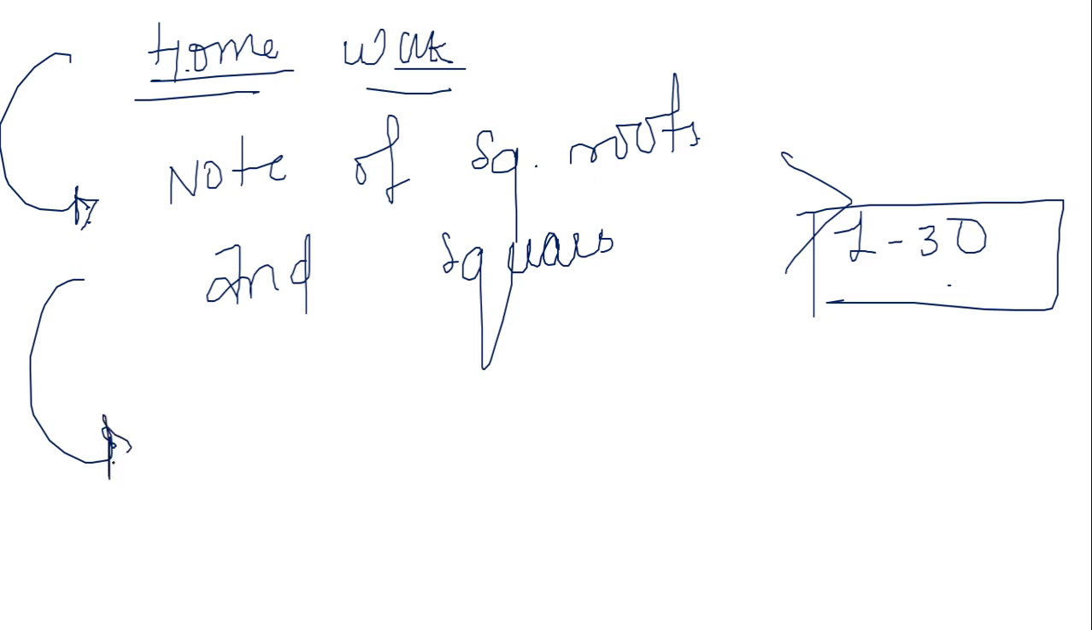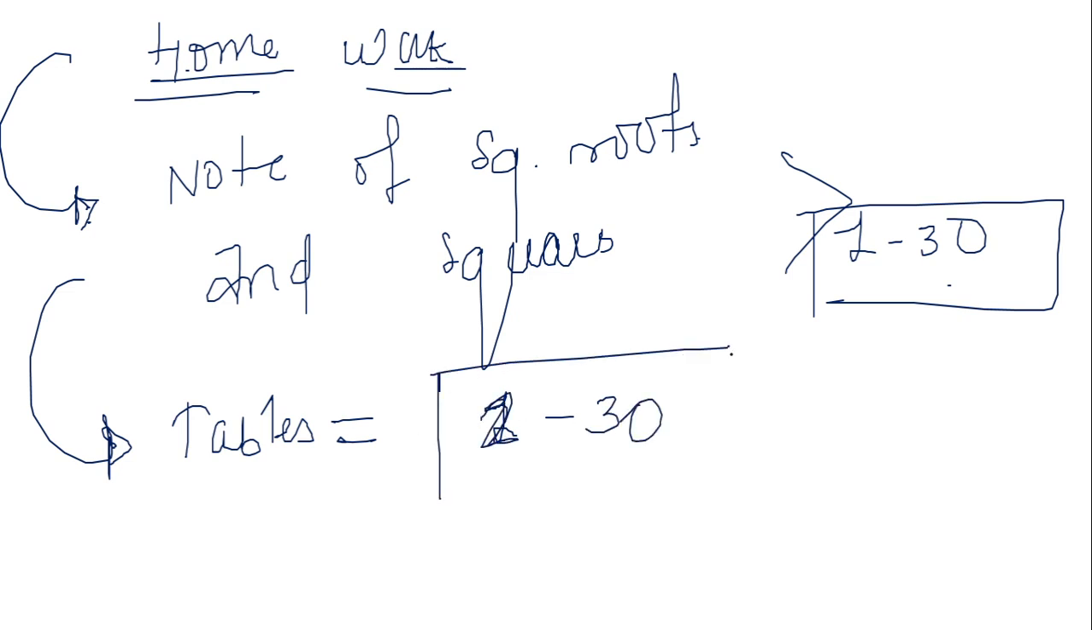And the second thing that you have to do is write down the tables from 2 to 30. At least if you know the tables up to 15, then write down from 15 to 30. Okay, so this is your homework.